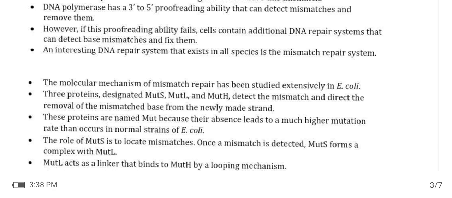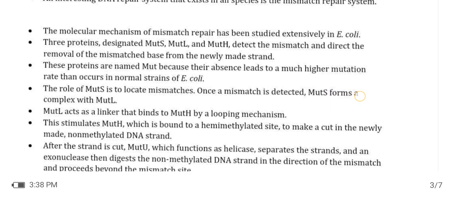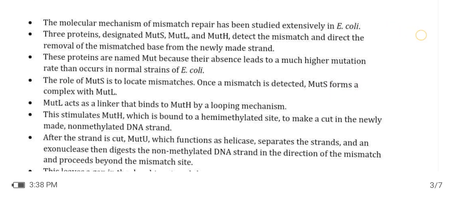An important DNA repair system that exists in all species is the mismatch repair system. The molecular mechanism of mismatch repair has been studied extensively in E. coli. Three proteins designated MutS, MutL, and MutH detect the mismatch and direct the removal of the mismatched base from the newly made strand. These proteins are named Mut because their absence leads to a much higher mutation rate than occurs in normal strains of E. coli. The role of MutS is to locate mismatches.